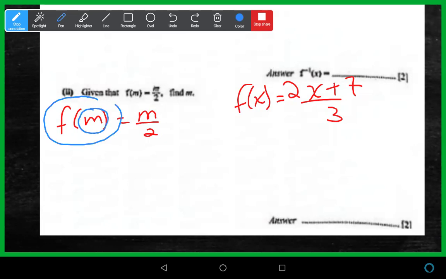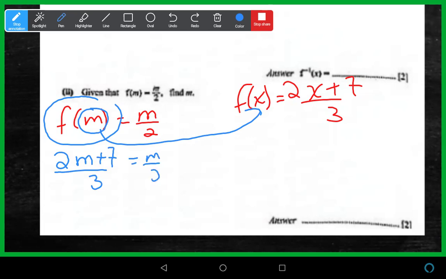So what we can do, we have to put in m by replacing x. So it will become (2m + 7)/3 = m/2. Now, what do we have to find? We have to find the value of m.